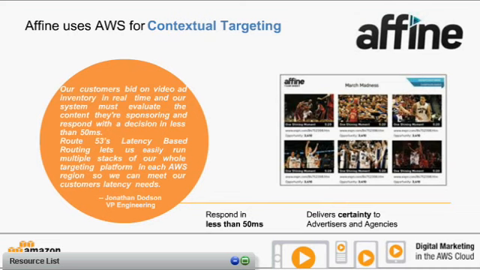And they also use Route 53. Route 53 has latency-based routing, so kind of like CloudFront, it will know how to route to a different region depending on the latency. And so that lets them easily run multiple stacks of their entire targeting platform in each Amazon region that they can to meet their customer latency needs. So they deliver certainty to advertisers and agencies within less than 50 milliseconds.